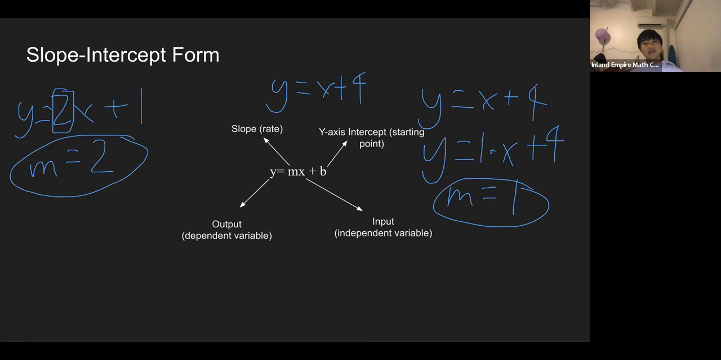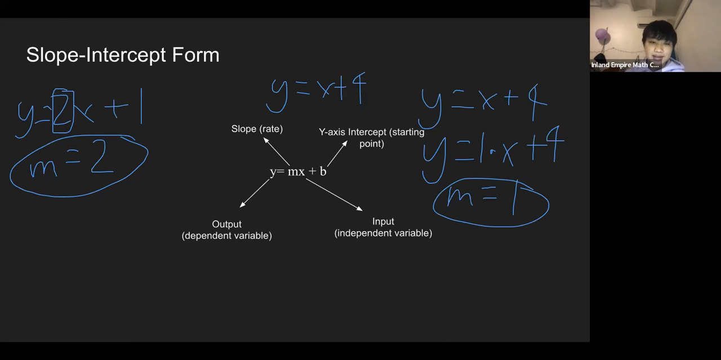And m is actually called slope. When you think of a slope, you think of something going down, like a diagonal surface, and slope represents how steep this surface is. The higher the slope, the steeper it is.